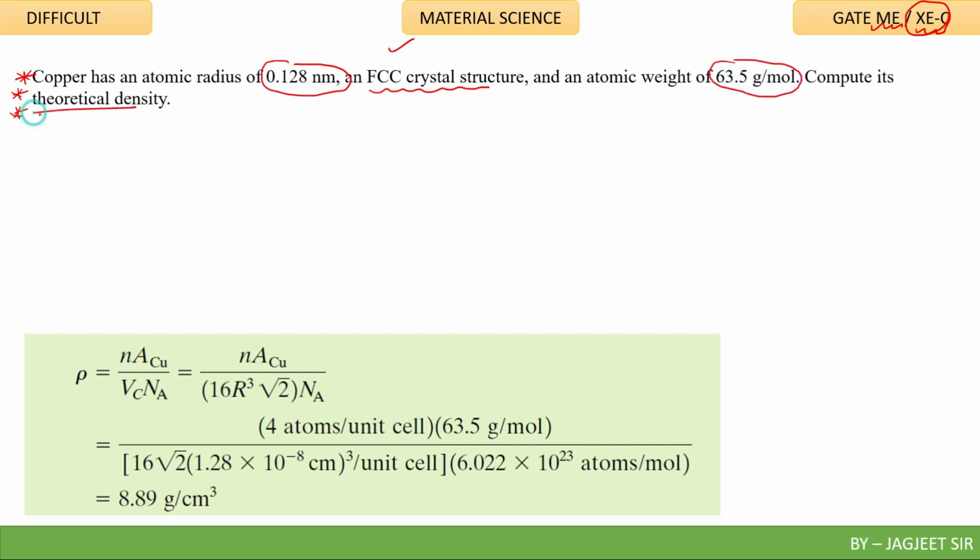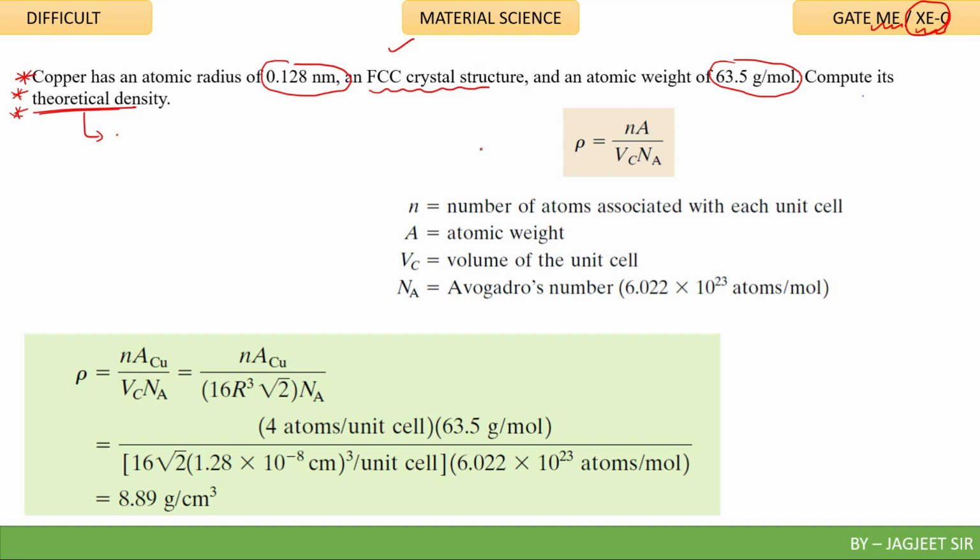Compute its theoretical density. There are two types of density: first is theoretical density and second is experimental density. So you have to just find that. For that there is a formula: n into A divided by Vc into Na. Now what are these terms? Small n is the number of atoms associated with each unit cell. It is nothing but the effective number of atoms that we use during the calculation of atomic packing factor.